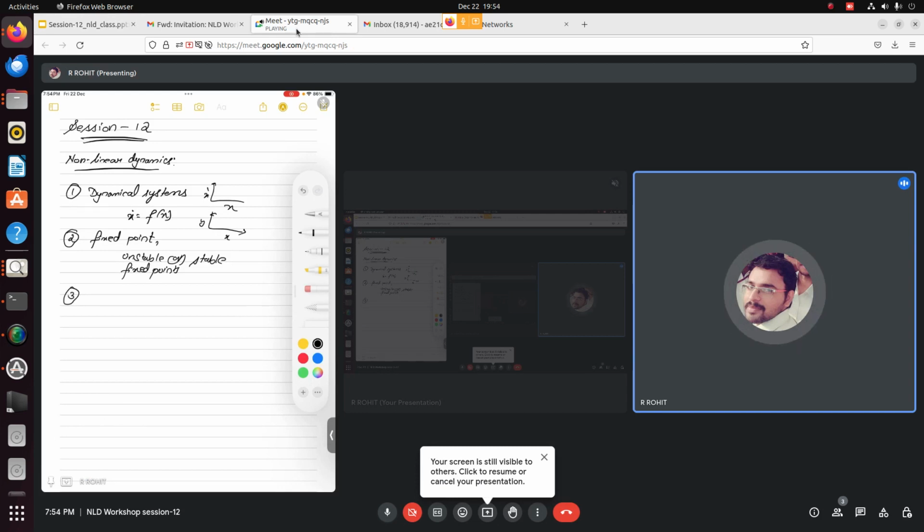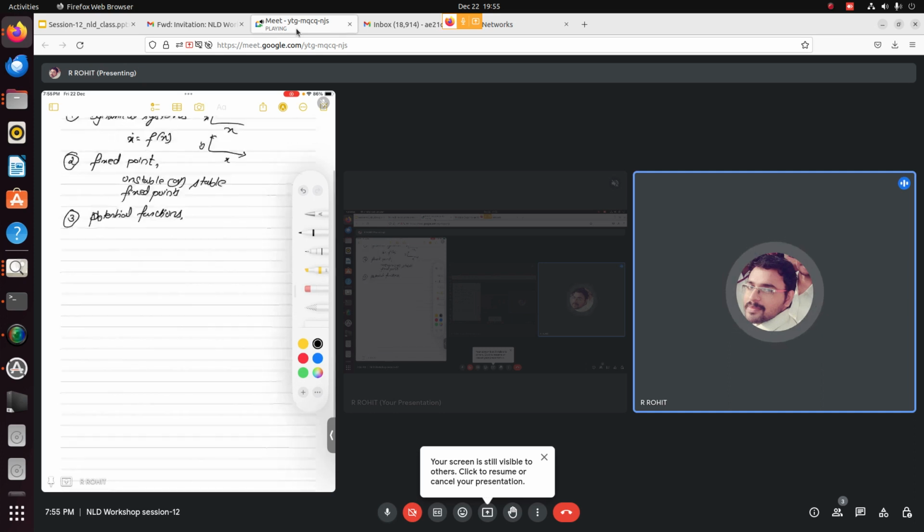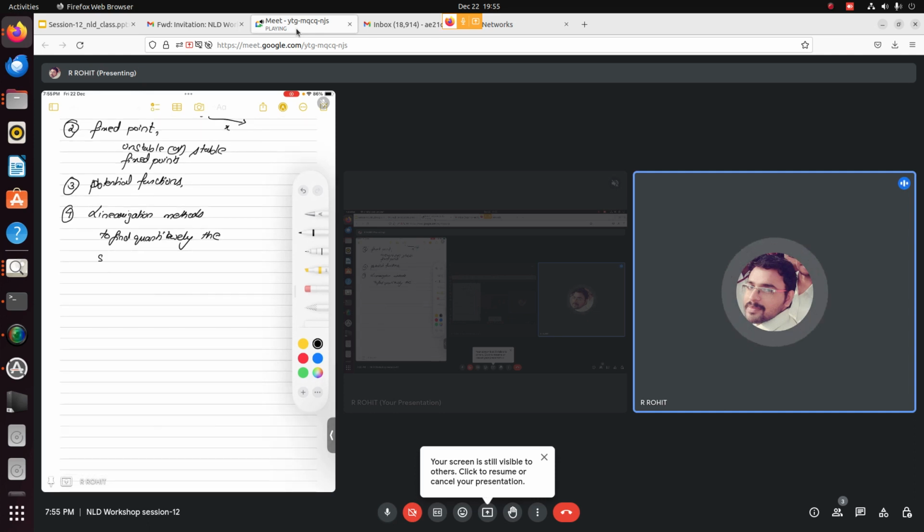Then we discussed what potential functions are and how to find those potential functions. Then we discussed the linearization methods used to find the stability of a system quantitatively. That was our initial stage, where we discussed the introduction to nonlinear dynamics.